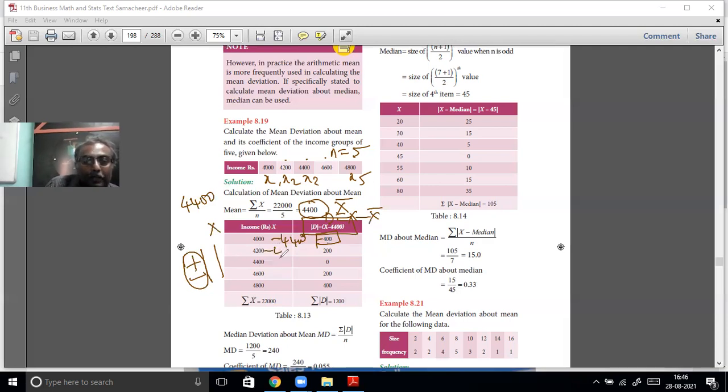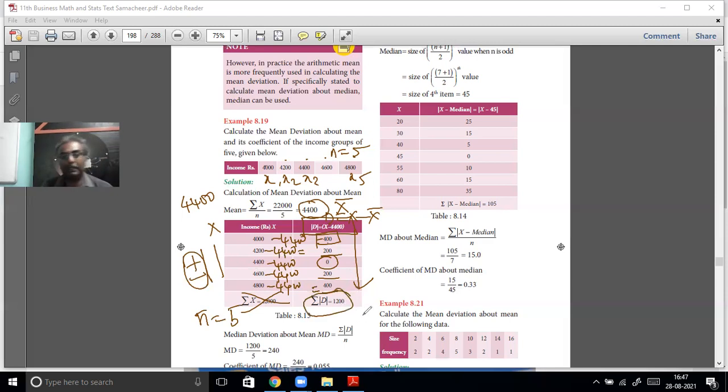Then 4,200 minus 4,400 is equal to 200. 4,400 minus 4,400 is 0. 4,600 minus 4,400 is 200. 4,800 minus 4,400 is 400. Now add all this. Sigma x you don't need. All you need is n. N is 5. Then you add up all this, 400 plus 200 is 600, plus 200 is 800, 1200. Very good. Sigma d is 1200 divided by 5, which is equal to 240.